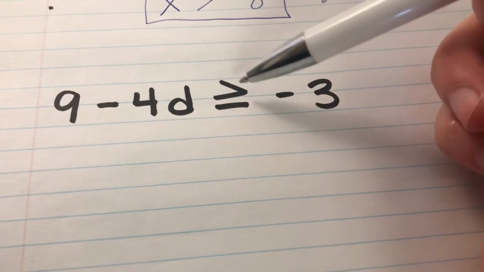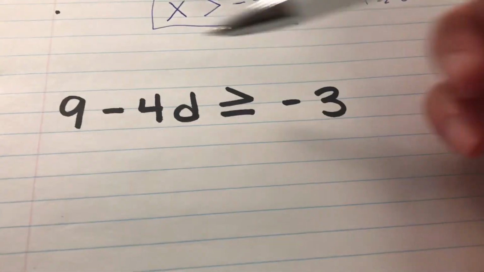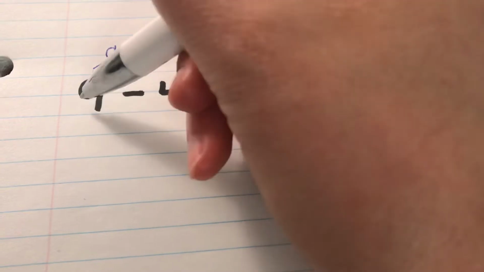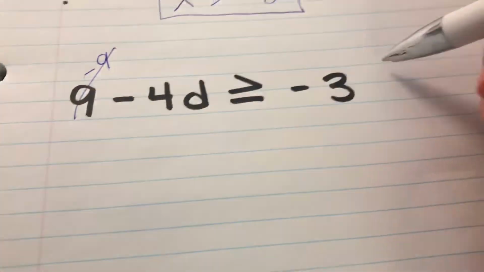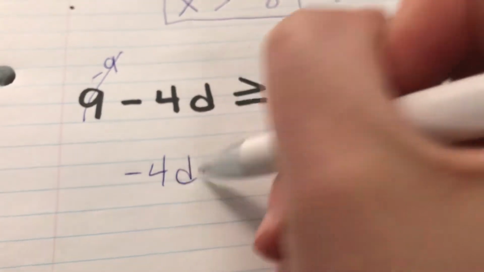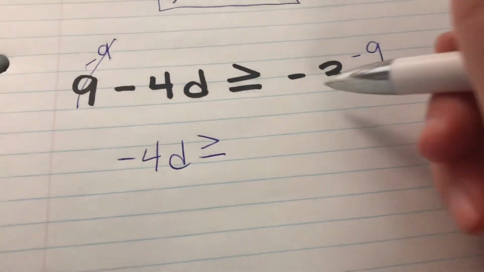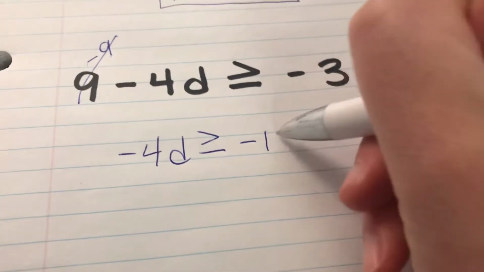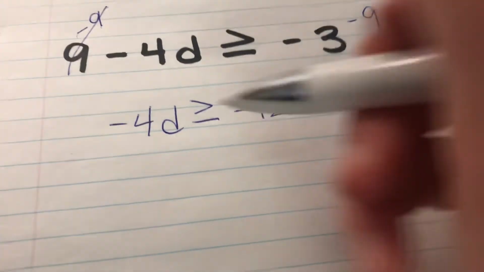9 minus 4d is greater than or equal to negative 3. So we're going to get rid of this 9 by subtracting it, because it is a positive 9. So that's gone. Minus 9. So we have negative 4d is greater than or equal to negative 3 minus 9, which is negative 12. Now we're going to divide both sides by negative 4.